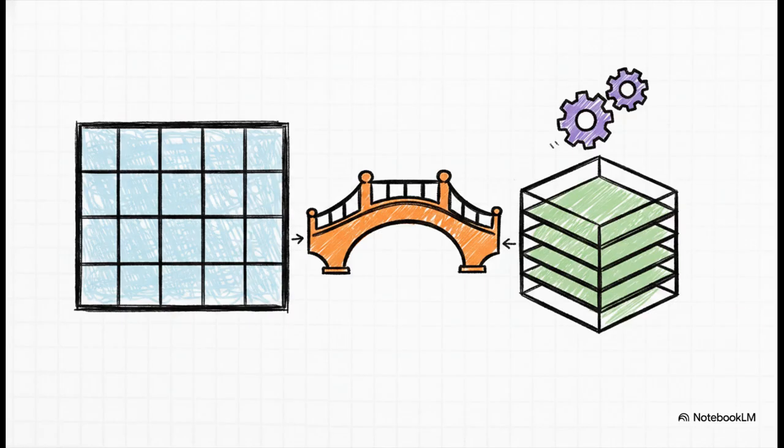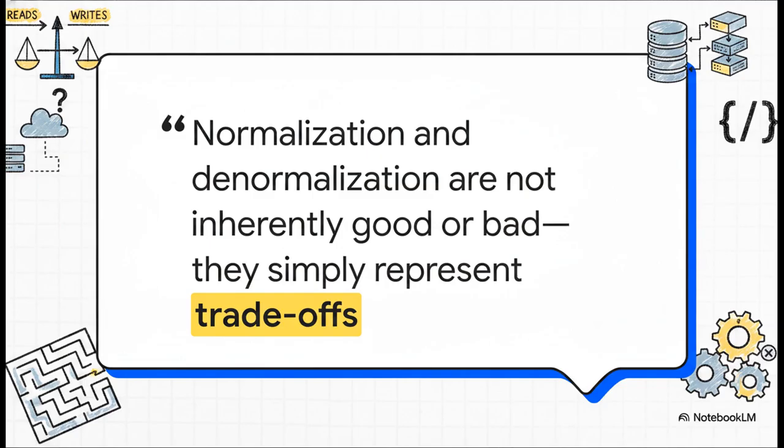As this explainer wraps up, I want to leave you with this fantastic quote directly from the source material. Normalization and denormalization are not inherently good or bad. They simply represent trade-offs in terms of performance of reads and writes and implementation effort. I absolutely love this because it serves as a powerful reminder for all of us in software engineering. There is no perfect database. There is no magic bullet. There's only the correct architectural trade-off for your specific problem at your specific scale.